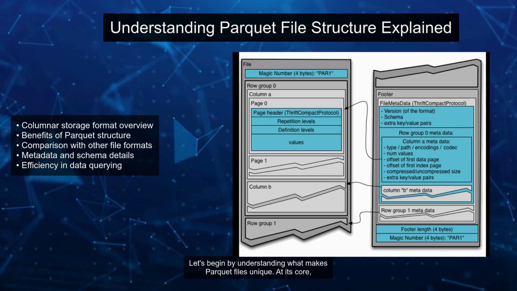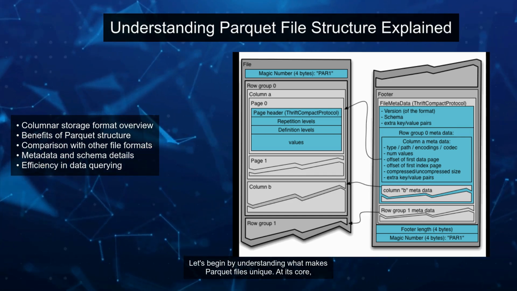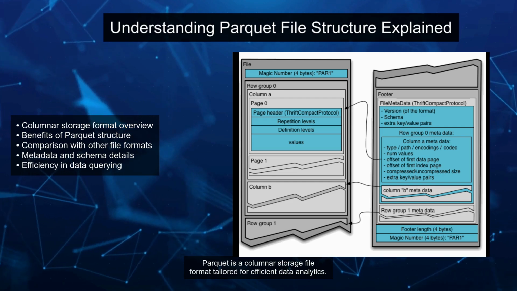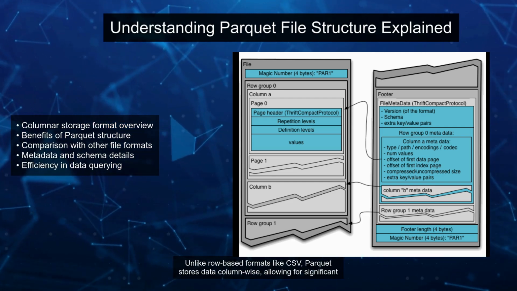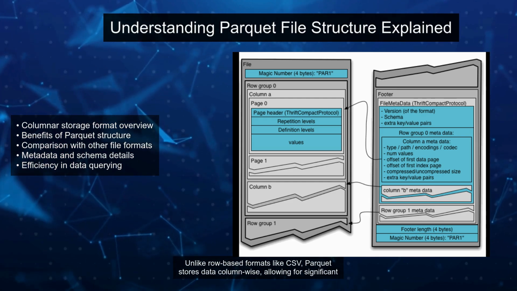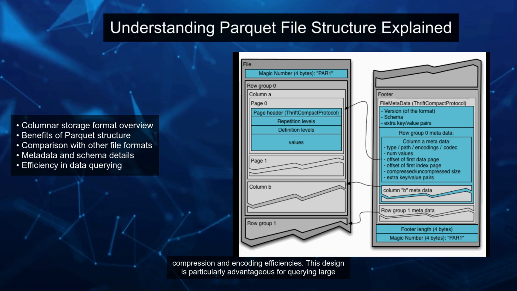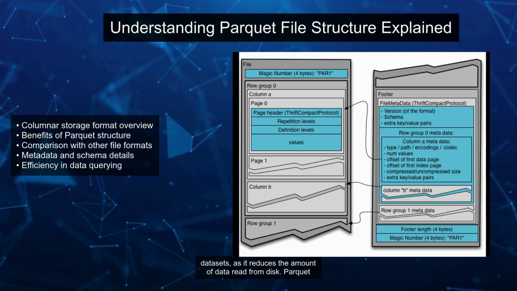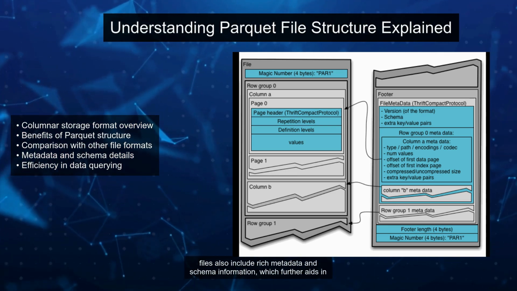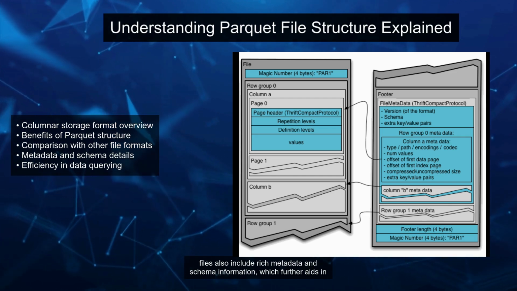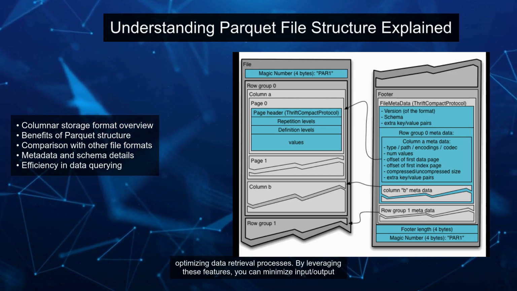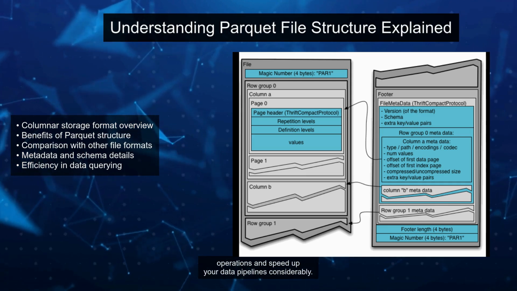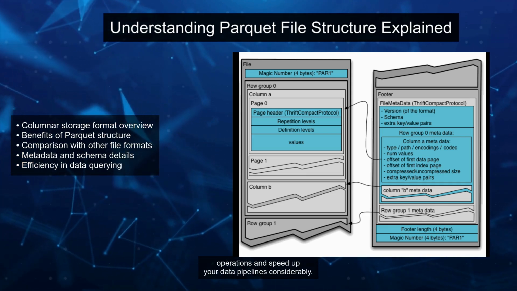Let's begin by understanding what makes Parquet files unique. At its core, Parquet is a columnar storage file format tailored for efficient data analytics. Unlike row-based formats like CSV, Parquet stores data column-wise, allowing for significant compression and encoding efficiencies. This design is particularly advantageous for querying large datasets, as it reduces the amount of data read from disk. Parquet files also include rich metadata and schema information, which further aids in optimizing data retrieval processes. By leveraging these features, you can minimize input/output operations and speed up your data pipelines considerably.